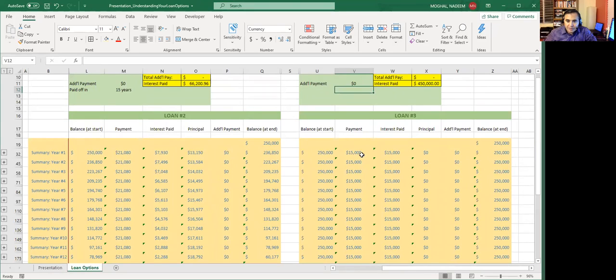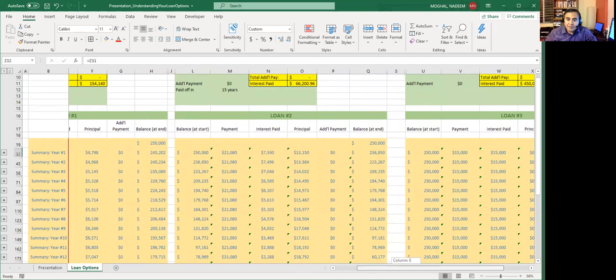So as you can see, in the first year, we have made a total of $15,000 in payments. Of the $15,000, the amount that went towards interest was $15,000. Nothing went towards the principal. You didn't pay any extra payment, and your loan balance is $250,000.